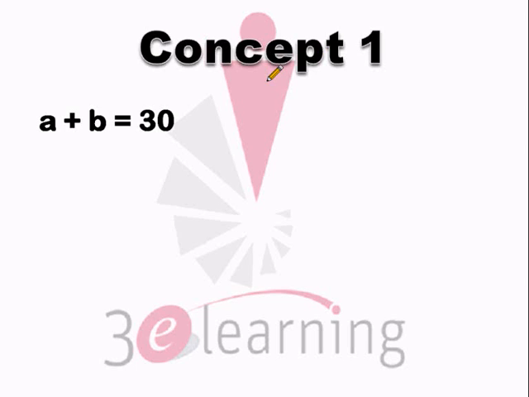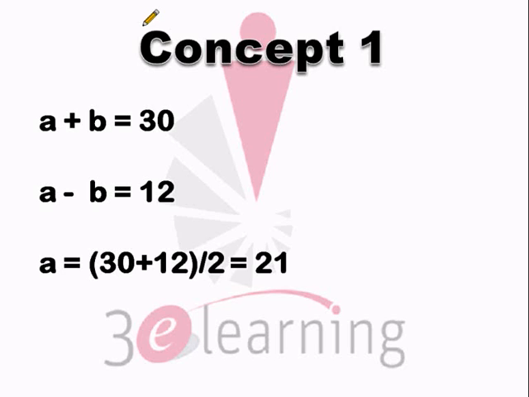Concept number 1 is all about summation and difference. If we have the summation and difference of two numbers, then the bigger number, which is a here, is nothing but the summation plus the difference, that is (30 + 12) divided by 2. The smaller number, which is b, is nothing but (30 - 12) divided by 2, which is equal to 9. So if we have the summation and difference of two numbers, then we can find the bigger number as well as the smaller number just by adding and subtracting the numbers and dividing by 2.